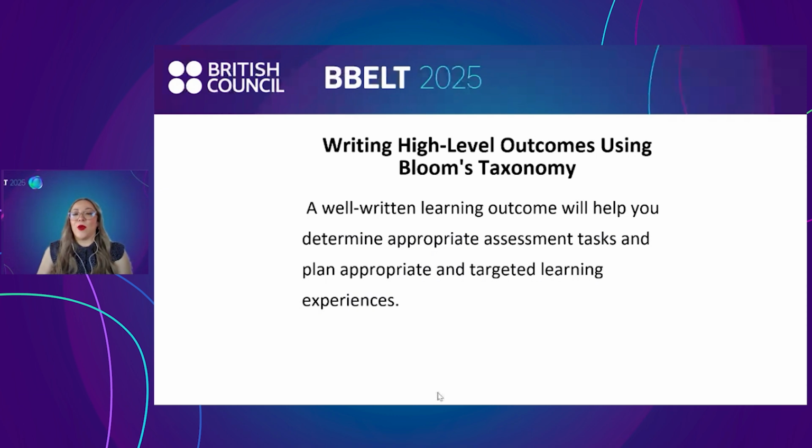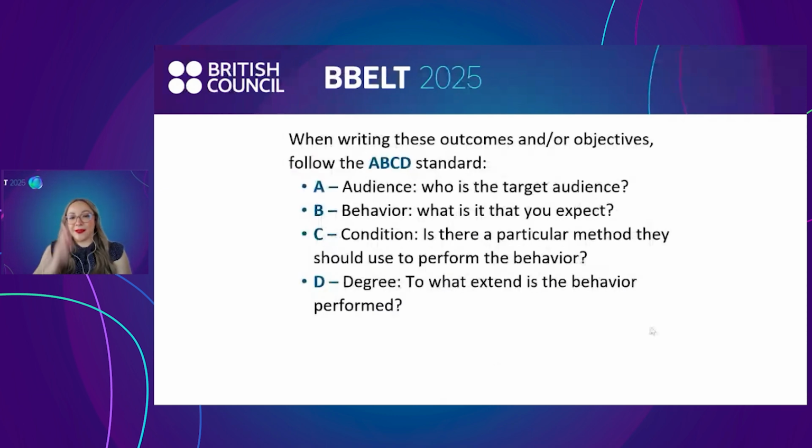And a quick and simple method for writing these objectives is called the ABC standard, in which A stands for audience, who is the target audience of the lesson. B is behavior. What exactly do I expect from my students in this class? C is the condition. Is there a particular method which they should use to perform their behavior? For example, using a rubric or a template or a protocol. The last one is D, which stands for degree. That is, to which degree is that behavior expected to be performed?